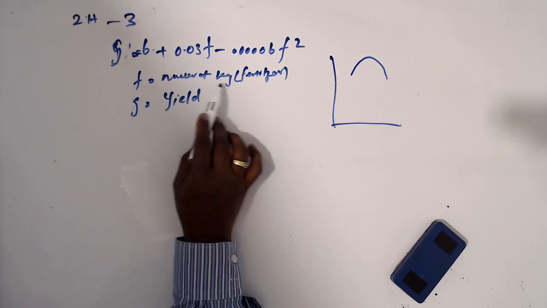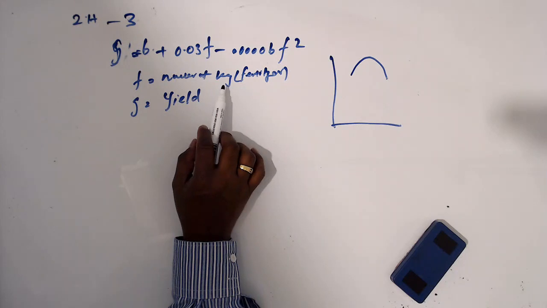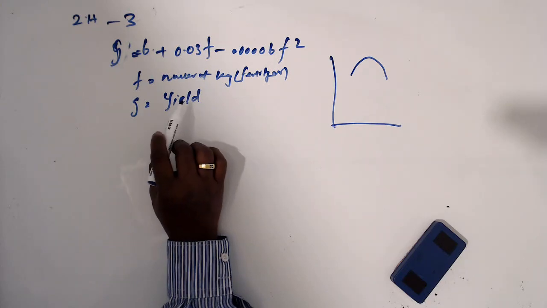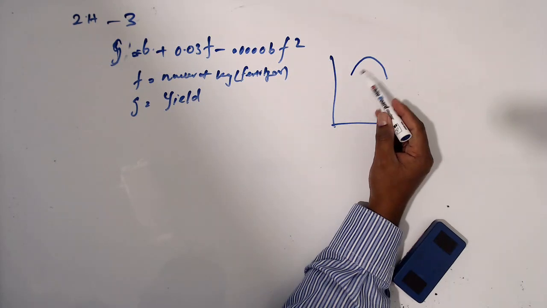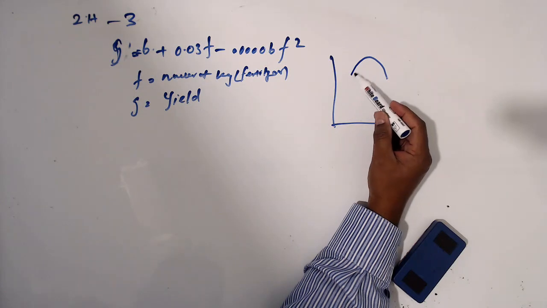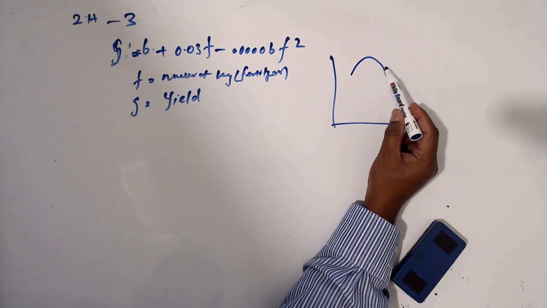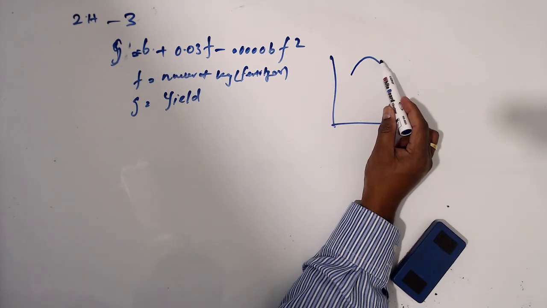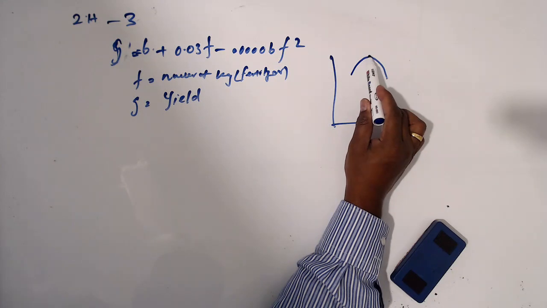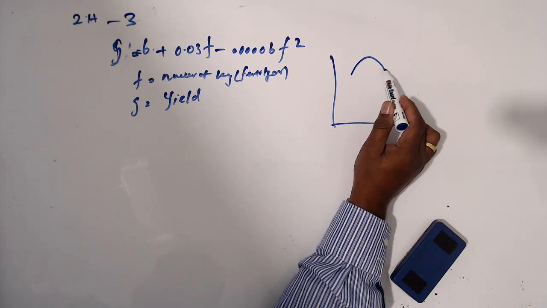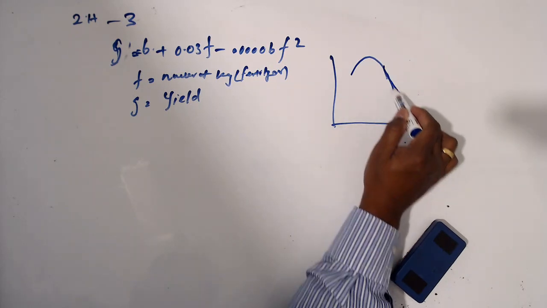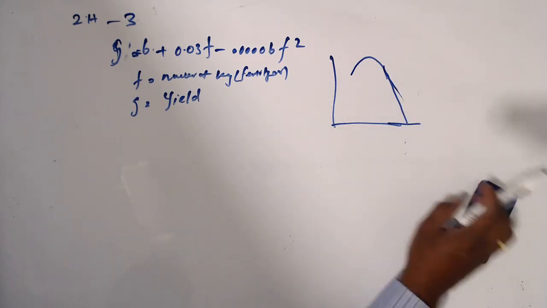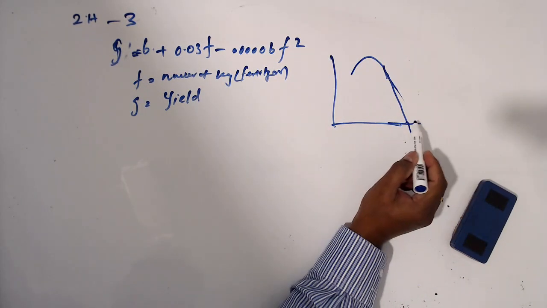F is the number of kilograms of fertilizer and G is the yield. Do you think this graph is going to match? When we put more fertilizer, the yield is going to increase and it will maximize, and if we put in even more fertilizer, the yield becomes less, reducing, and maybe it goes down as well.